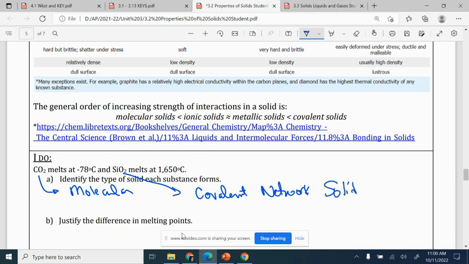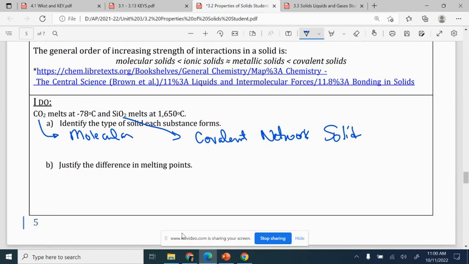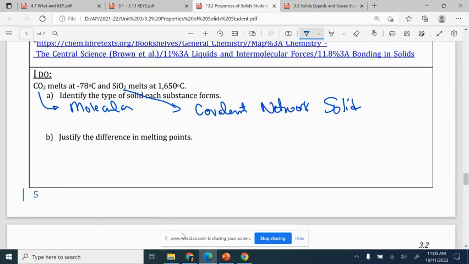Do we have to write covalent network or just network? You're writing it all out. Do we have to add solid? Because they know what the type of solid. Yeah, I guess here, if they're saying solid, you don't have to rewrite it. If they just said identify the type, then you would have to say solid here.